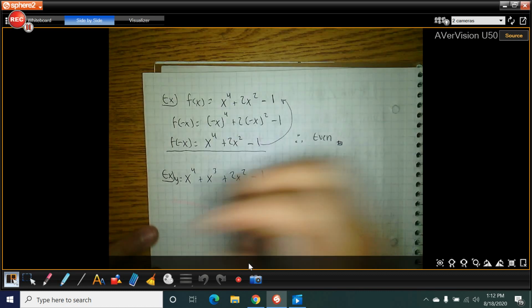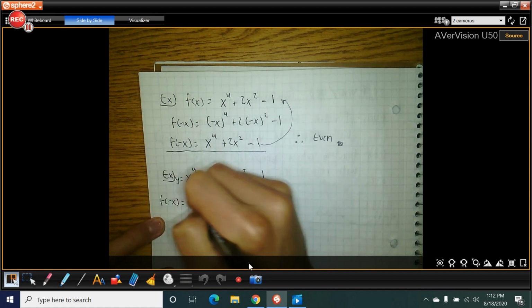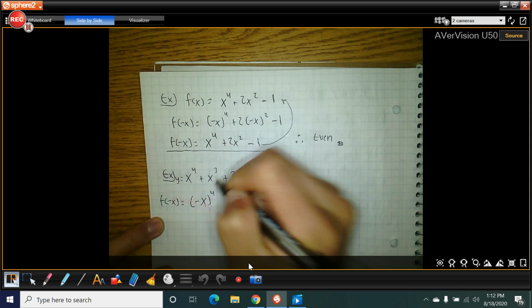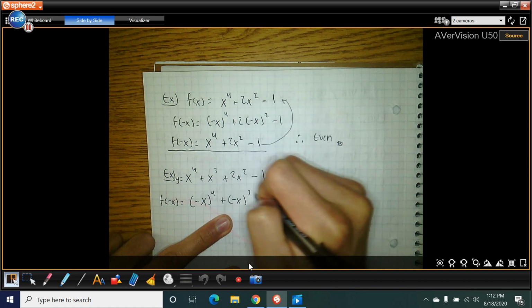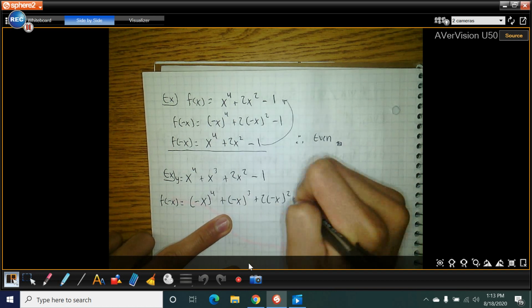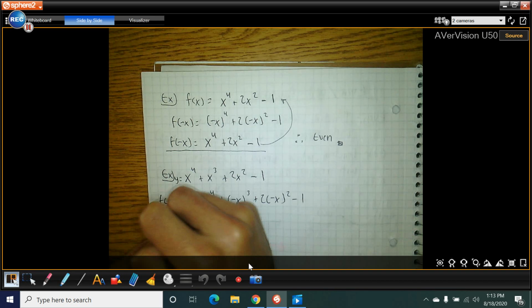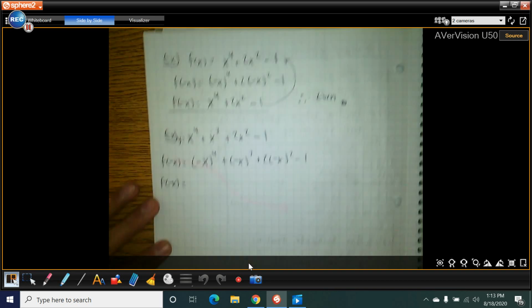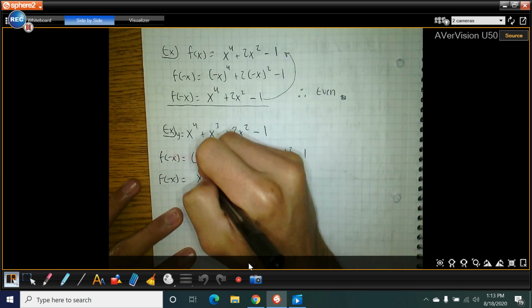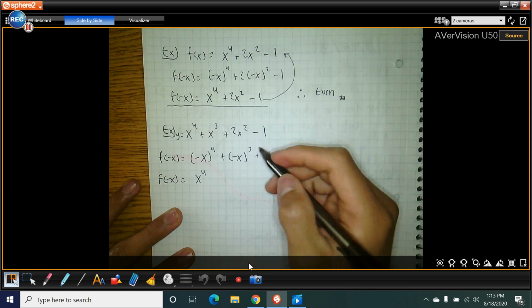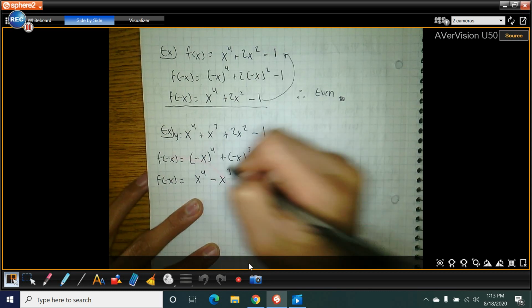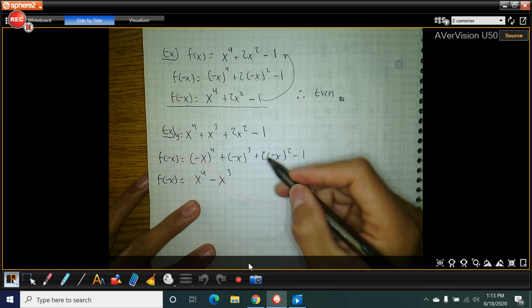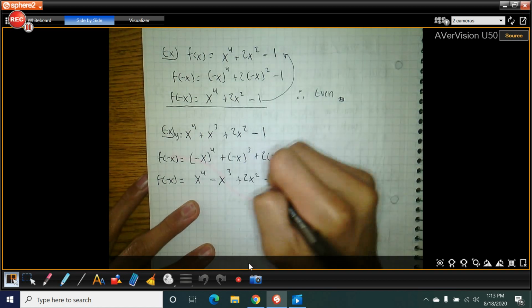Well, let's go ahead and evaluate at negative x. So I can put negative x for every x value. Okay, so negative x to the fourth power would be x to the fourth power. Negative x to the third power would be negative x to the third power. Negative x squared would be positive, times 2 would be positive 2x squared minus 1.